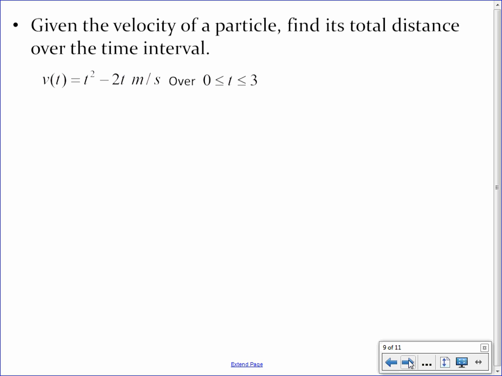Okay. I want the total distance traveled. We're working with the same function as we did in our previous example. We found the displacement. Our displacement was what? 0. Now we want the distance. So we need to know where is our velocity positive, where is it negative? What do I need to find to help me out with that? Where is it 0?